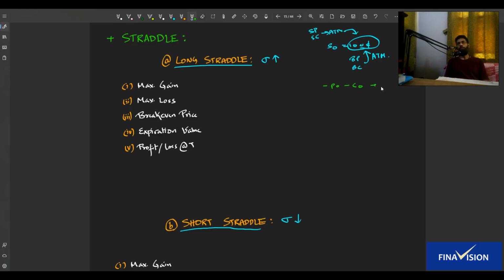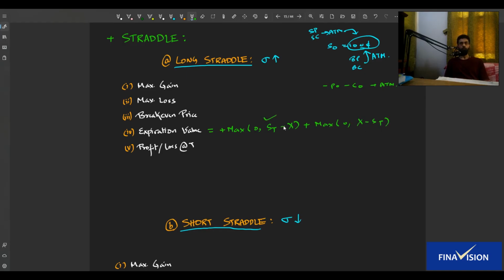And both of them are ATM, right? So we have paid high premiums for both. So we need high volatility to make up for this, as I have said before. Now at expiry, what is the value? Both the options have been bought. So the value is max of 0, ST minus X, plus max of 0, X minus ST.